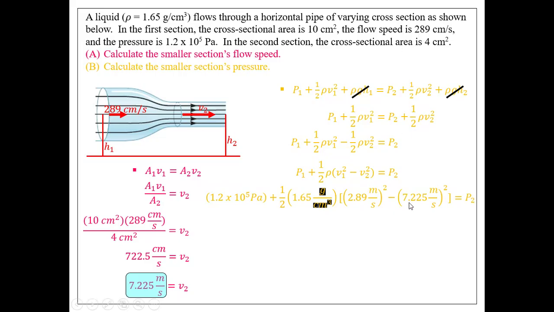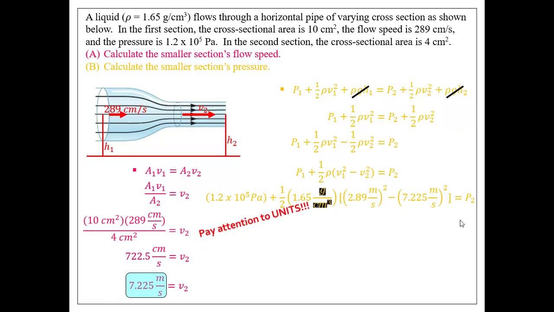And then I already found the answer for V2 in part A. So in part A, you could have left it at 722.5 centimeters per second, but I went and converted that to meters per second. So I'm actually going to use the 7.225 meters per second because I need units to cancel out. Okay, and don't forget these V terms are being squared, so make sure you carry the square down. Otherwise, you're going to goof here with just tedious work.